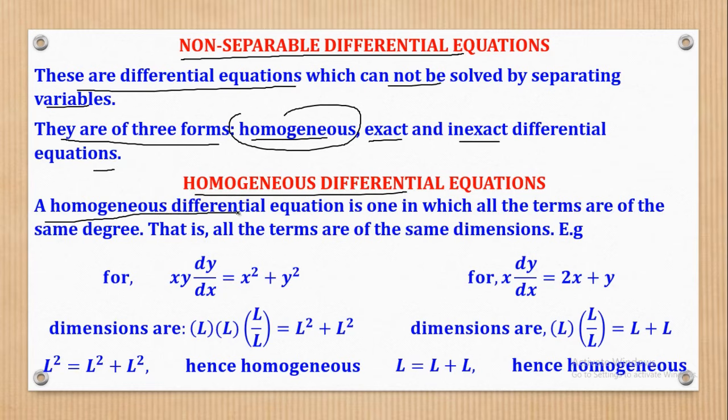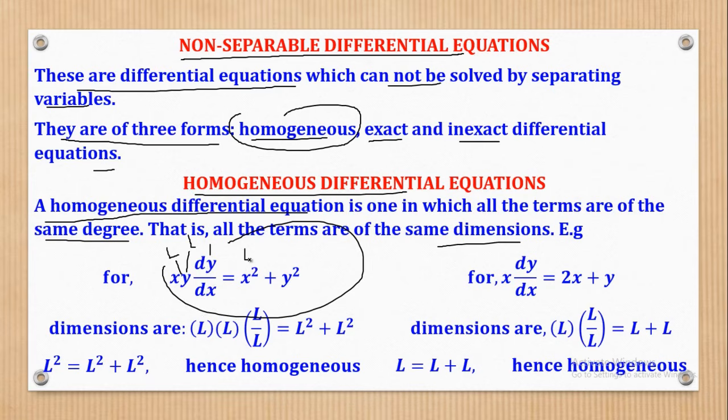A homogeneous differential equation is one in which all the terms are of the same degree. That is, all the terms are of the same dimensions. For example, if I look at this, dimensions means where there is x, you put there capital L, where there is y, you put there capital L. For dy/dx you will put 1, because change in y is L, change in x is L, so L over L is 1.